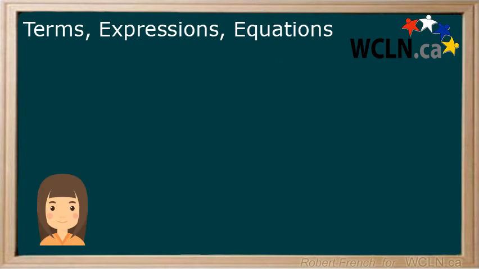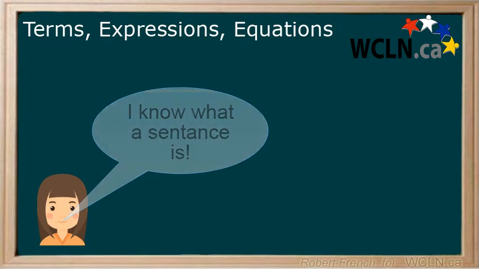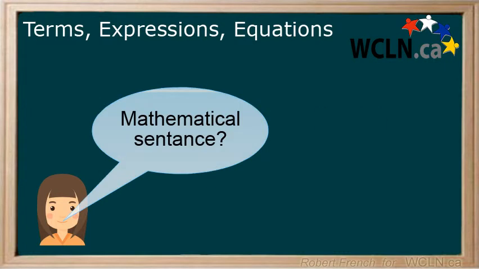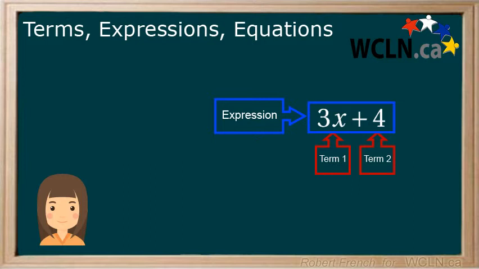Expressions. At the beginning we said that terms were like words and expressions were like sentences. An expression is a mathematical sentence. 3x squared plus 4. Here you have two separate terms and the overall sentence is an expression. Expressions are a combination of terms and operators. It is important to note that equal signs cannot be used as part of an expression.